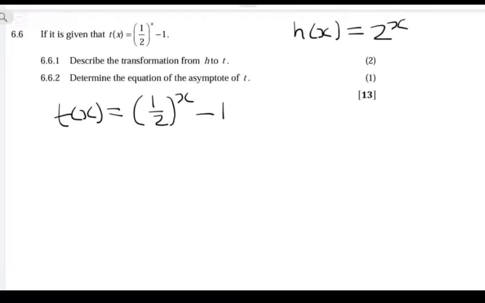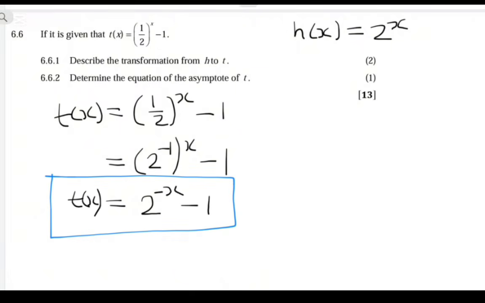So if you pay close attention here, we know that 1 over 2 is the same as 2 to the negative 1, times x, minus 1. If you punch this into a calculator, 2 exponent negative 1 is going to give you 1 over 2. So we can just multiply. This is the same as 2 to the negative x, minus 1. T of x is equal to this.